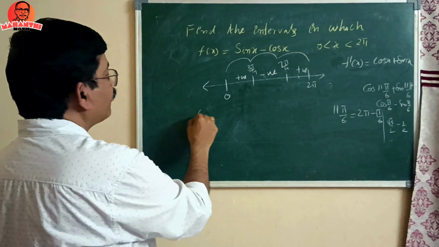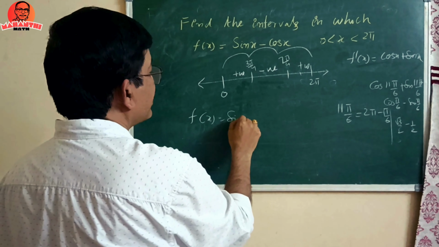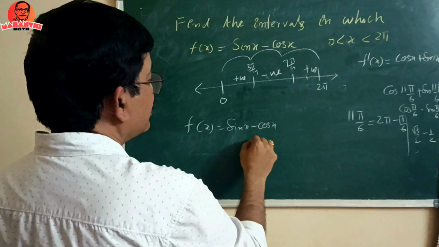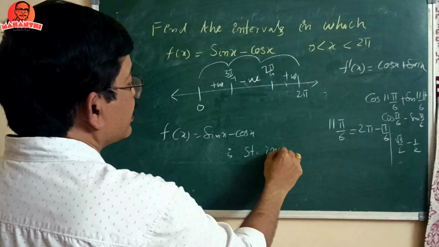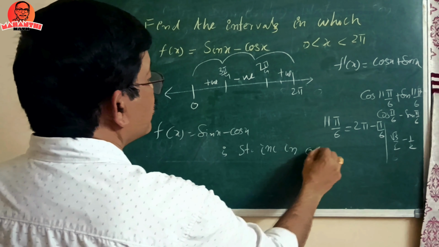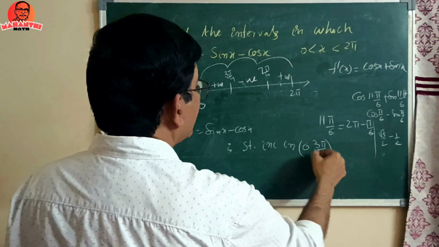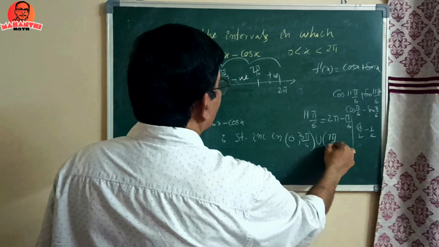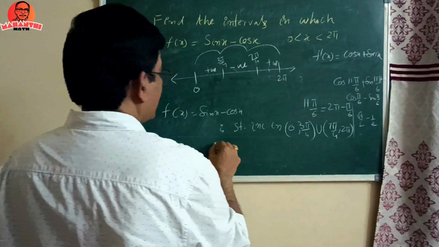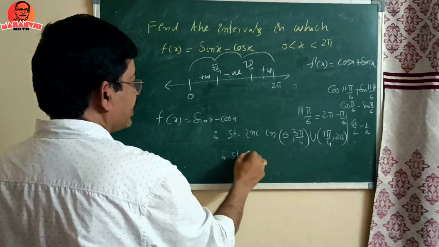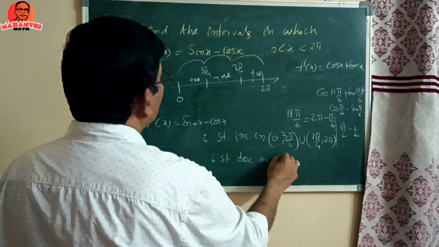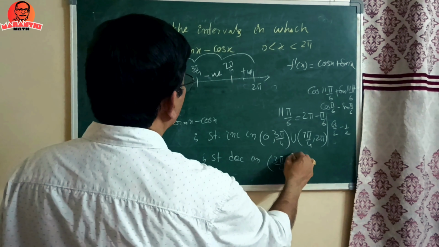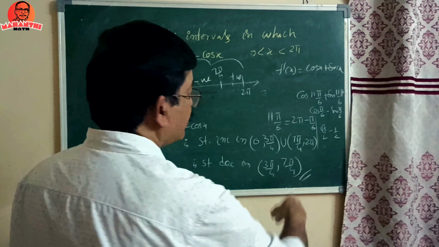Now what is the last step? Conclusion. So f of x equal to sin x minus cos x is strictly increasing in 0 to 3 pi by 4 interval union 7 pi by 4 to 2 pi. Same function is strictly decreasing in only one interval, 3 pi by 4 comma 7 pi by 4.